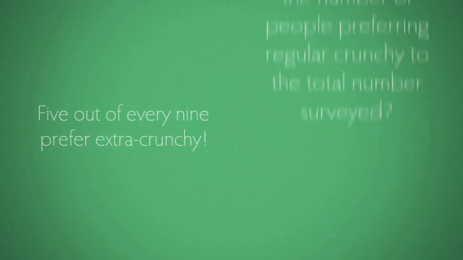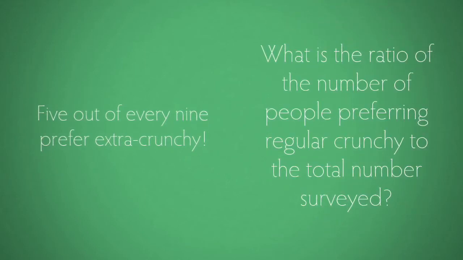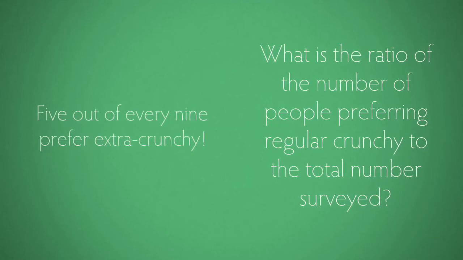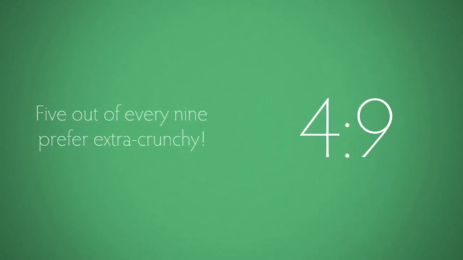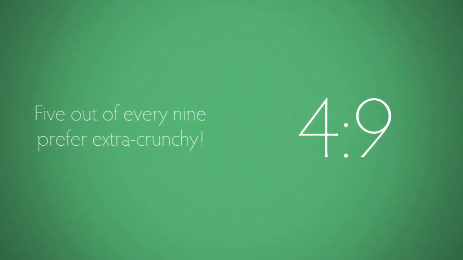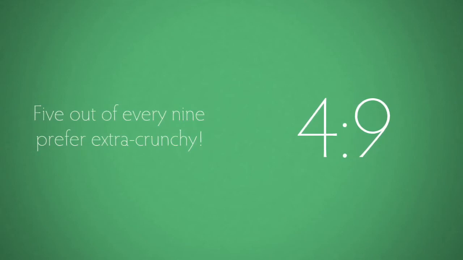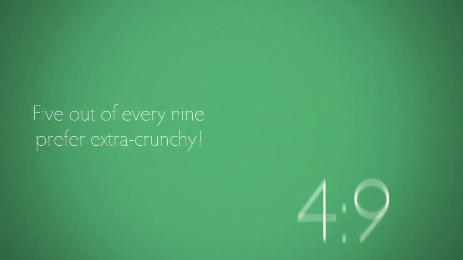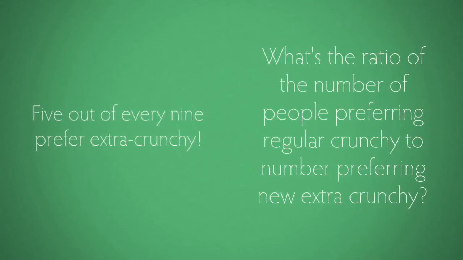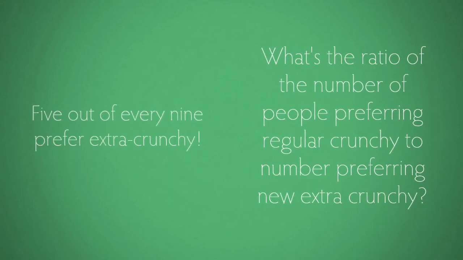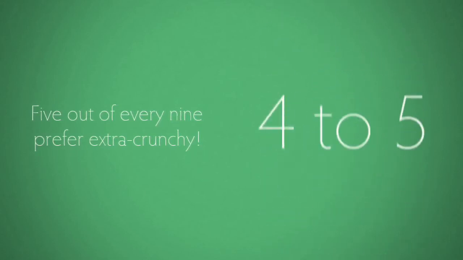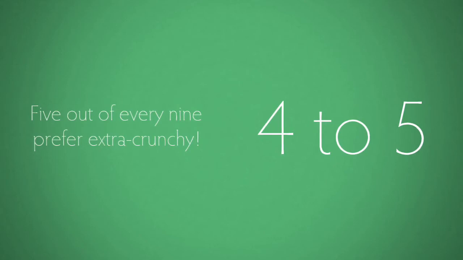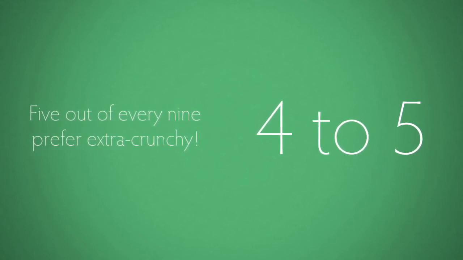That's our ratio. But then what is the ratio of the number of people that prefer regular crunchy to the total? Well, if we know that 5 out of every 9 like extra crunchy, then that only leaves 4 people left, right? 5 plus 4 equals 9. And so those 4 people like regular crunchy, 4 out of every 9. What's the ratio of the number of people that prefer regular crunchy to the number that prefer extra crunchy? Well, remember there were 4 regular crunchy people and 5 extra crunchy. So it's 4 to 5.